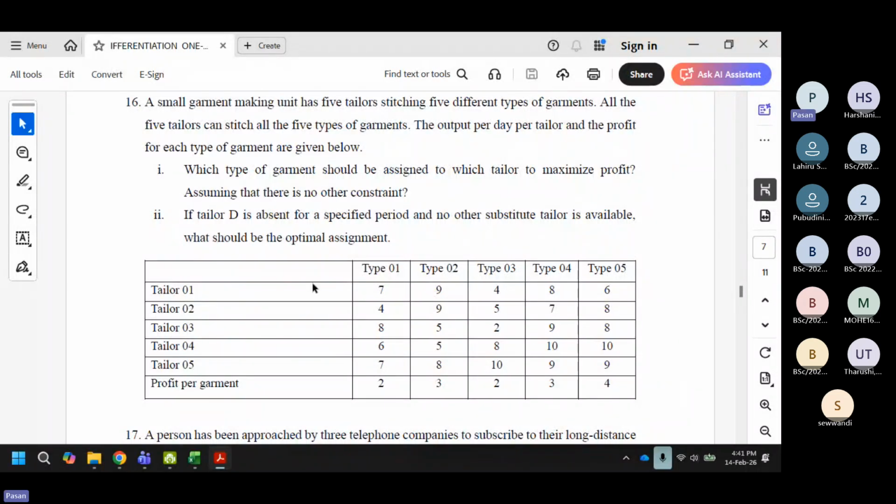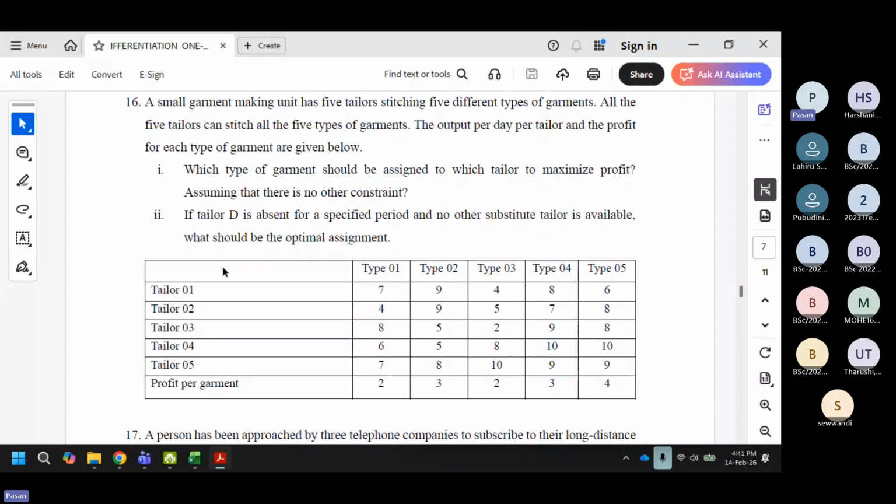So now the question is that tailor 4 might be absent for a certain time period, right? So now we need more information here, because we cannot do any calculation with this information. What is that specified time period and so on? During that week, they might have taken leave or whatever, right?